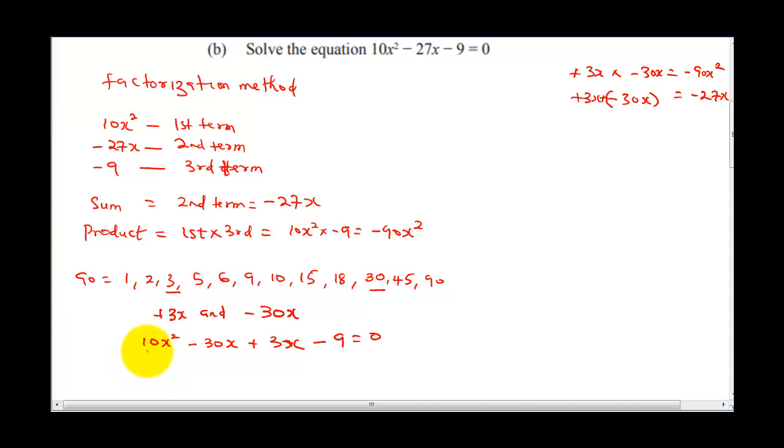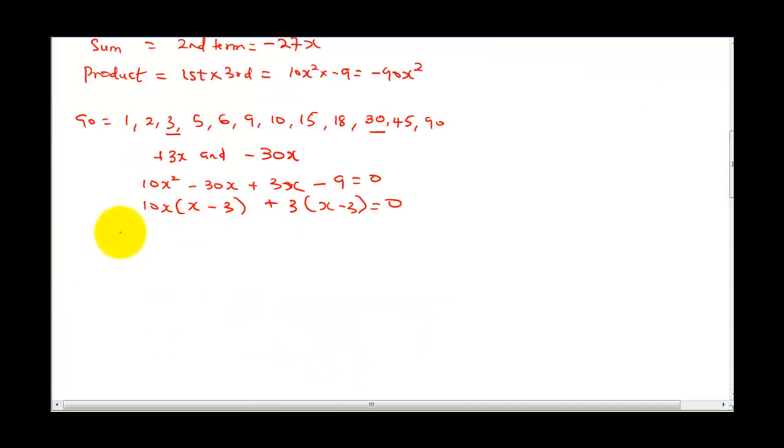10x can be factorized from here. So, we're going to have x remaining minus 3. So, bring our plus and put our 3. You're going to have the same thing here. This will be x minus 3. Now, notice if you expand this bracket, you're going to get back this equation.